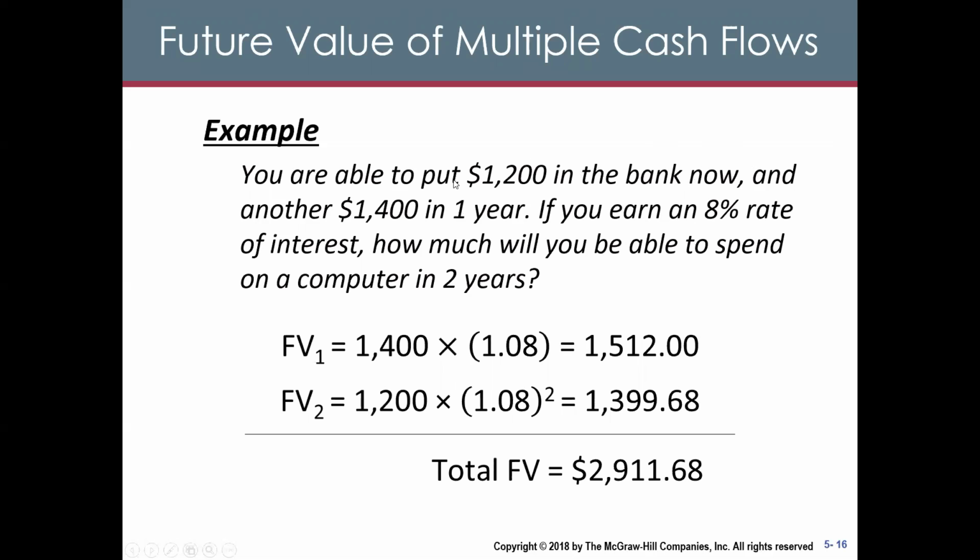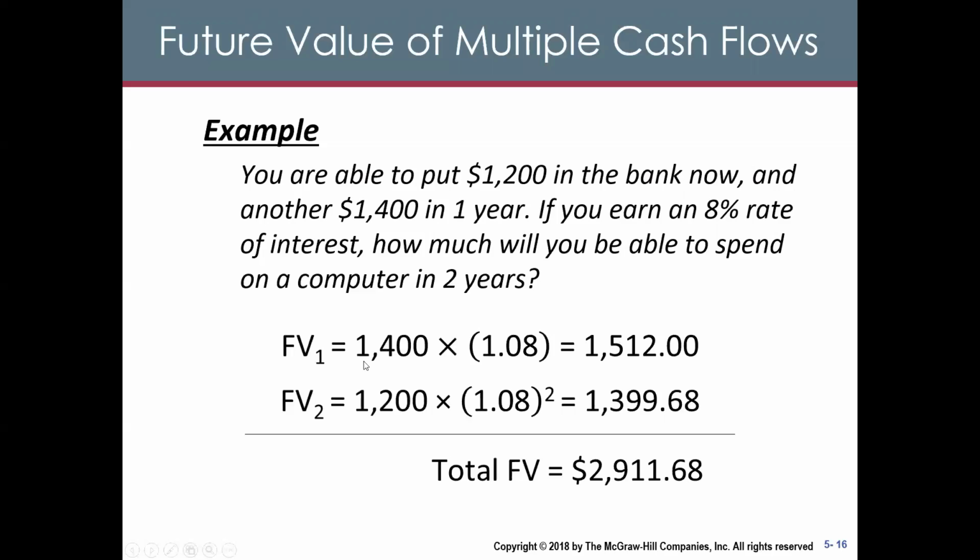So there are two cash flows. The first is you have $1,200 today. At the end of 2 years, the $1,200 after compounding interest will go up to about $1,399.68. The other one is you have $1,400 in 1 year. So at the end of 2 years, it's only compounded once.